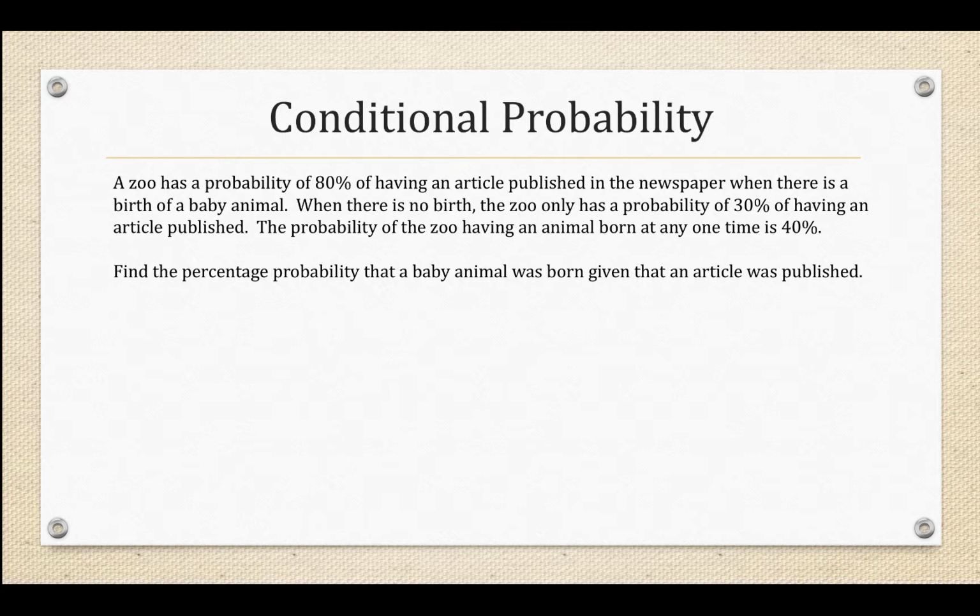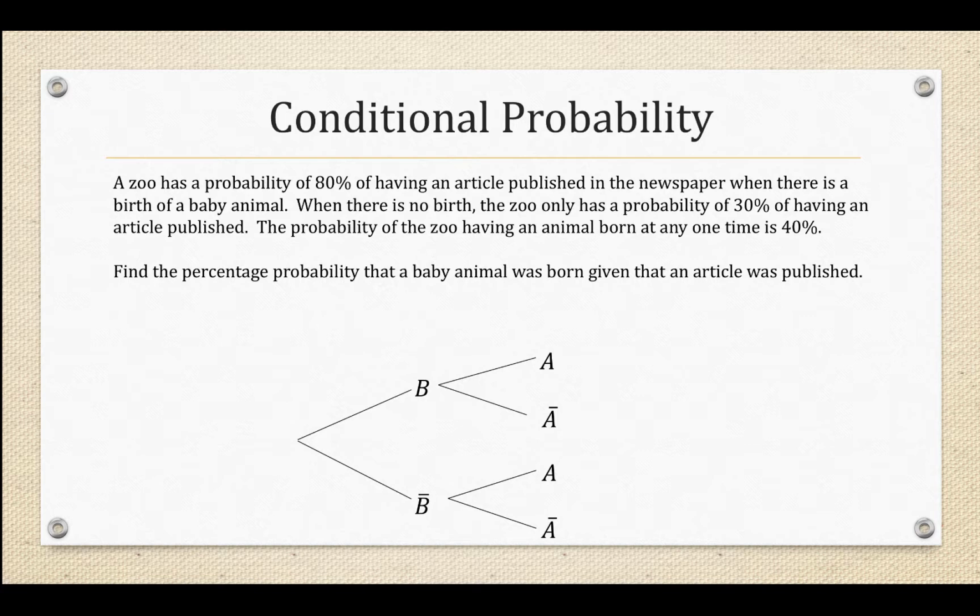When there is no birth, the zoo only has a probability of 30% of having an article published. The probability of the zoo having an animal born at any one time is 40%. Find the percentage probability that a baby animal was born given that an article was published. So using our literacy skills, we need to draw out the information that is required.